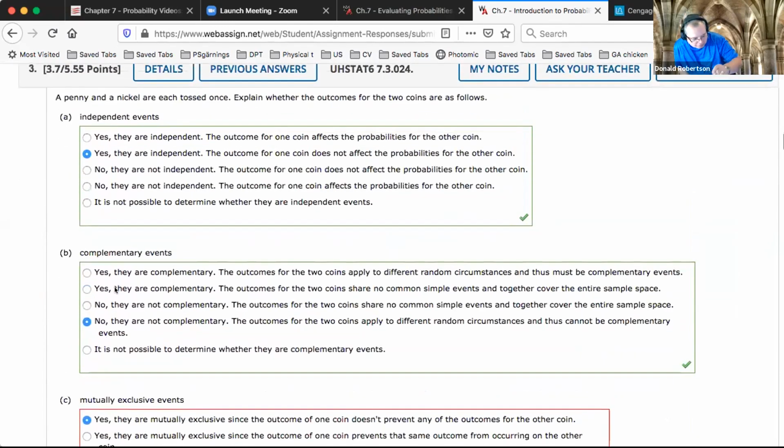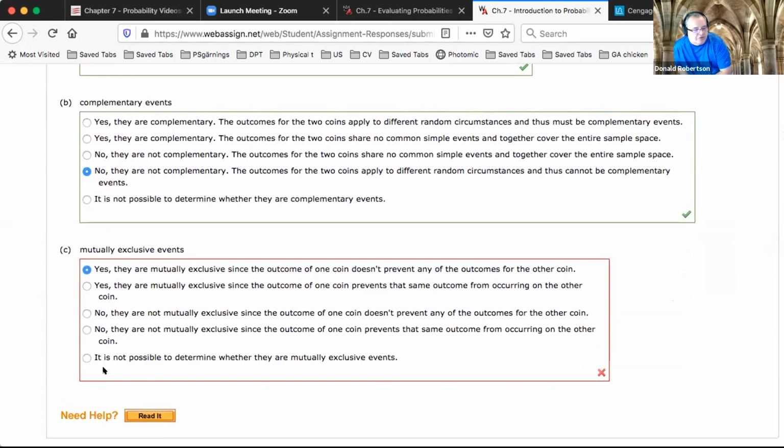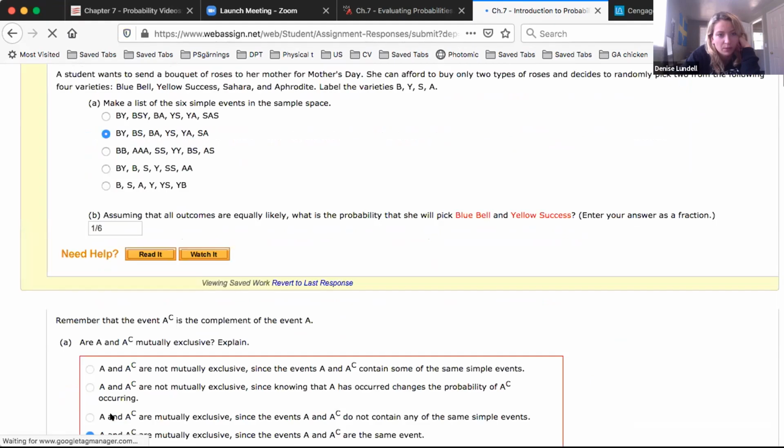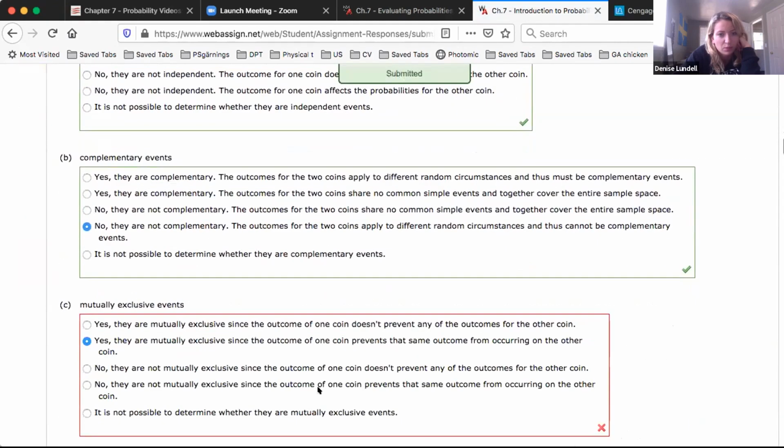Okay, let's move on to, let's go to C, because I haven't even talked about complementary events. Right. Okay. Yes, they are mutually exclusive, and then it doesn't prevent any of the outcomes of the other coin. Yes, they're mutually exclusive, and one coin prevents not. No, they are not mutually exclusive. No, they are not. Well, I see what you're getting at. They are mutually exclusive. But then I did that one, and I think it told me it was wrong too. I might have just used up all my tries doing that. We'll see. Maybe I didn't actually guess that yet. Maybe I wanted to ask you. Yeah, it told me it was wrong too.